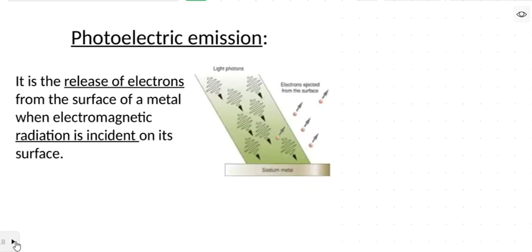So let me define now the photoelectric emission. After having this idea, then we can see a simulation on that. Photoelectric emission is the release of electrons, or the emission of electrons, from the surface of an emitter when electromagnetic radiation or light is incident on its surface. As we see here, the light is coming from a source, hits the surface of sodium metal, then electrons are emitted. Of course, we call these electrons photoelectrons.